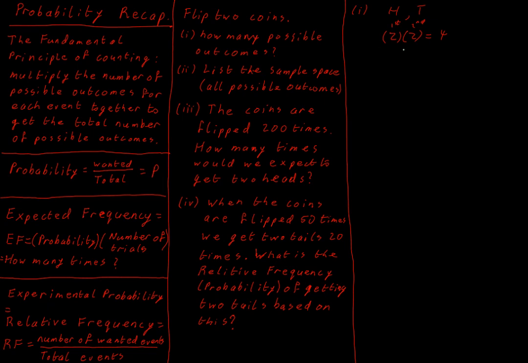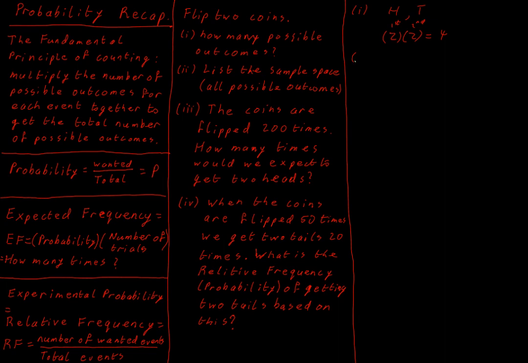So anytime we want to figure out how many possible outcomes we've got in total, we figure out how many outcomes there are for each event, each thing individually, and then just multiply them all together. And that will tell us the total number of possible events.